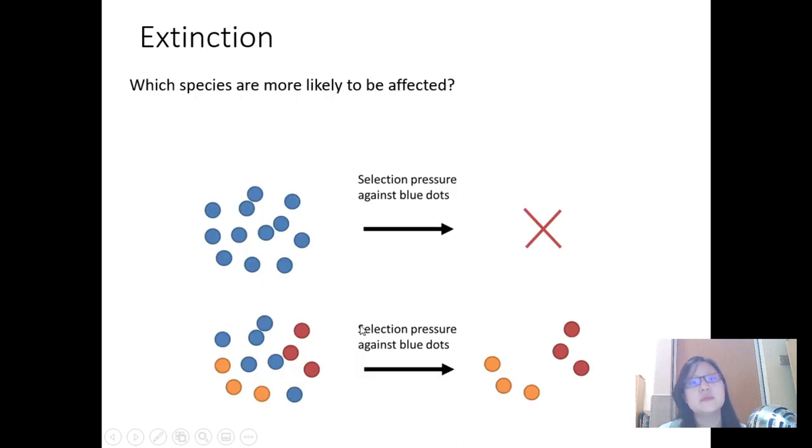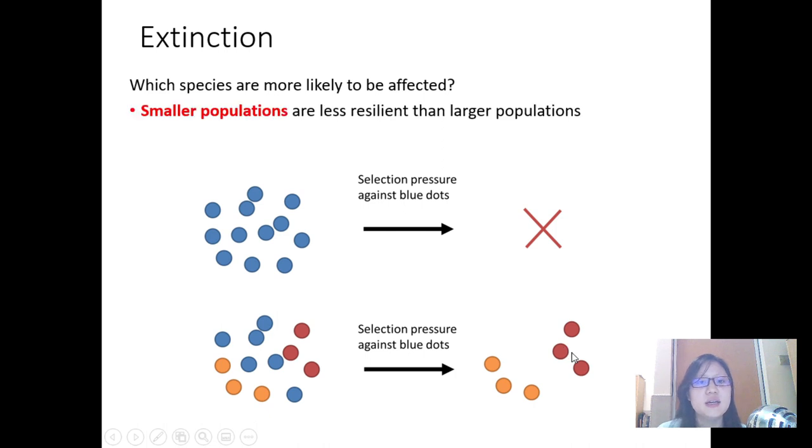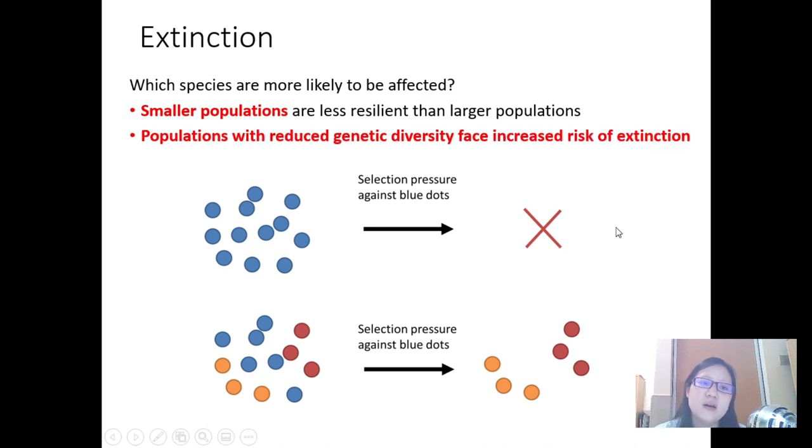But for now, let's talk about which species are most likely to be affected in the context of evolution and natural selection. The idea is that smaller populations are less resilient than larger populations. Why? Because smaller populations have fewer individuals, so if you kill a few, you kill a large proportion. Secondly, the species that are most likely to be affected are the populations with reduced genetic diversity.